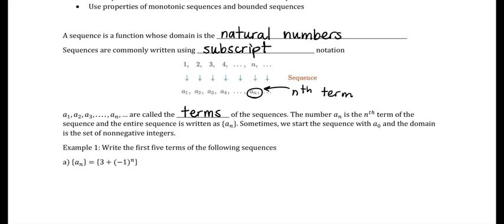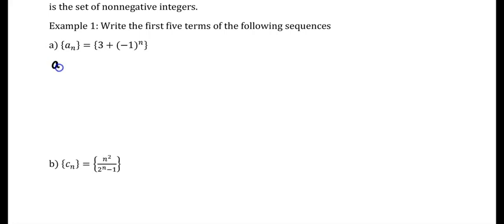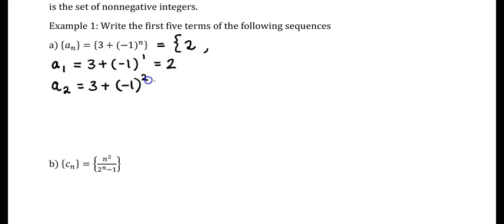So let's look at an example where we write some terms of a sequence. We want to find the first term, a1. To find a1, I'm going to plug 1 into that expression for a_n. So we have 3 plus negative 1 to the 1, which is 3 minus 1, which is 2. So I know that this sequence starts off with a 2 as the first term. Let's go find what the second term is. a2 would mean we plug 2 in for n. We get 3 plus 1, which is a positive 4. And so on and so forth.